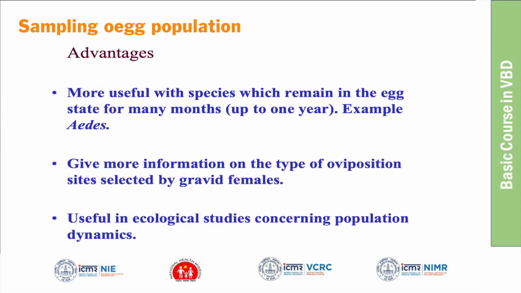So, what are the advantages of sampling the egg population? This is more useful with the species that remain in the egg state for many months. You can collect the eggs on the filter paper and store them up to 1 year. This method is useful only for Aedes. Then this gives more information on the type of oviposition site selected by the female. It is also useful in ecological studies concerning population dynamics.